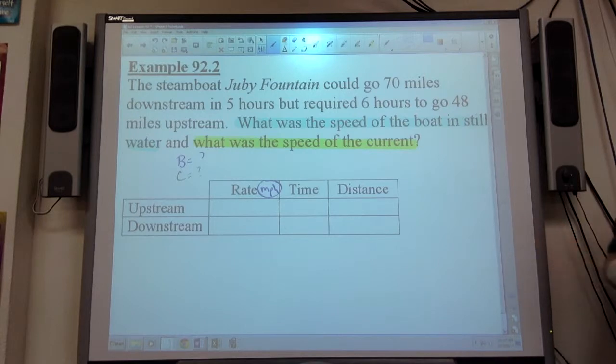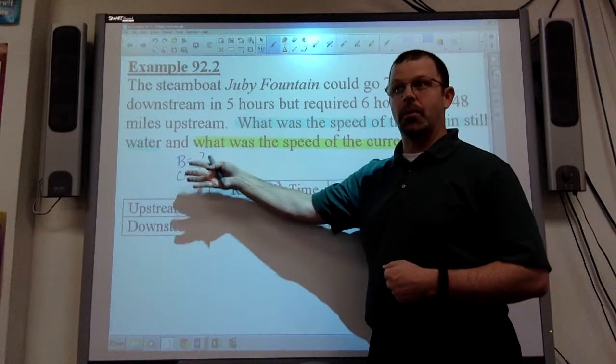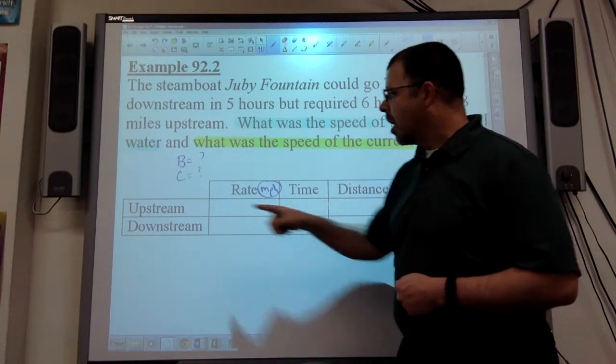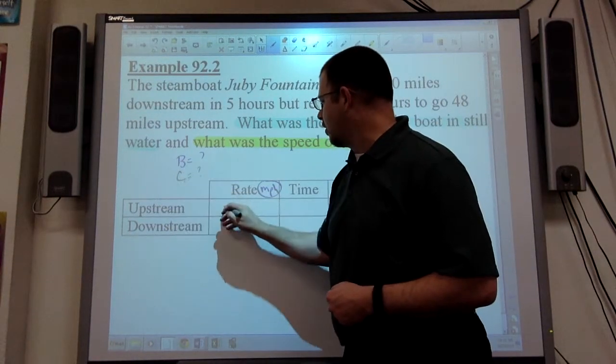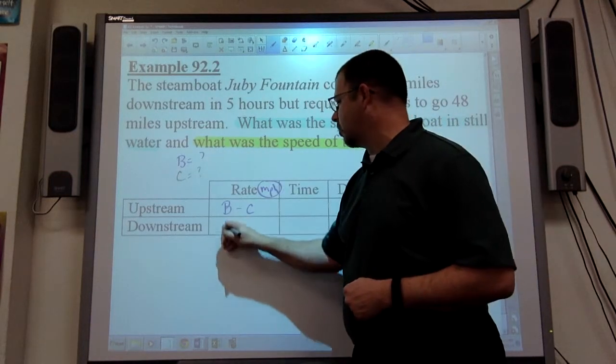Again, upstream and downstream rate are set in stone based on these two facts, of which we don't know anything about, but we have variables representing them now. Upstream is always speed of boat minus current, so B minus C. Downstream is always speed of boat plus current, so B plus C.